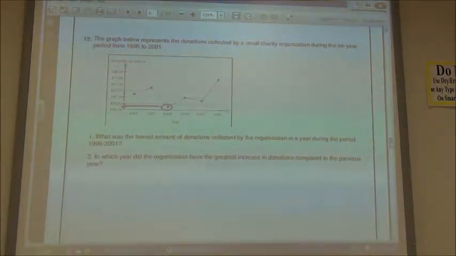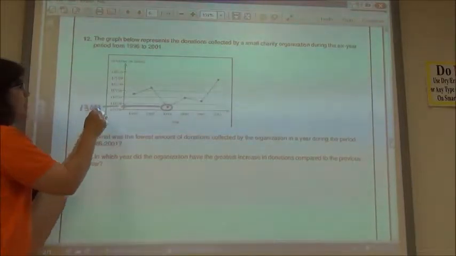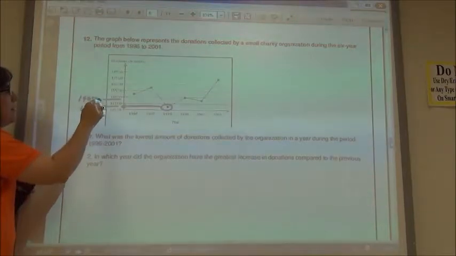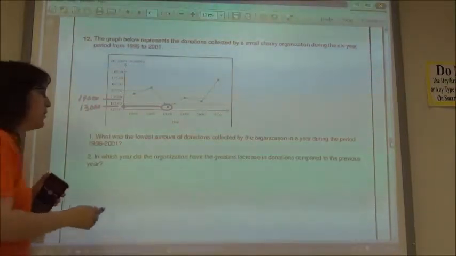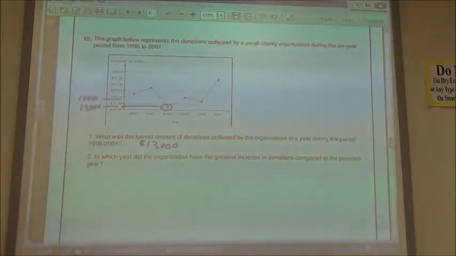If you're not sure, add them up and average them because it's halfway between those two numbers. So 12,500 plus 13,500 is 2,600. If I divide that by 2, halfway between those is going to be 1,300, right? And so this one here is going to be 1,400, and so forth. So what was the lowest amount? $1,300. In which year did the organization have the greatest increase?